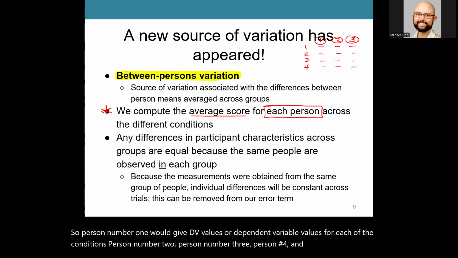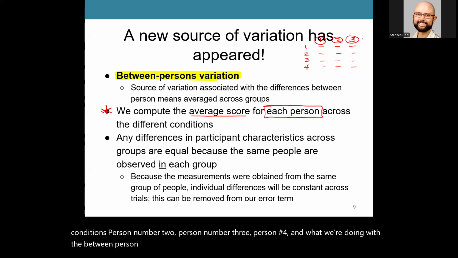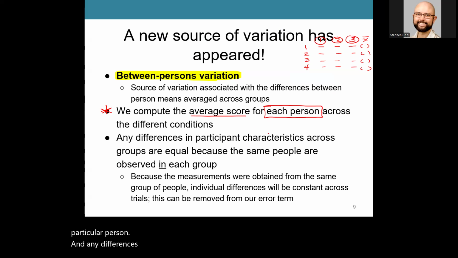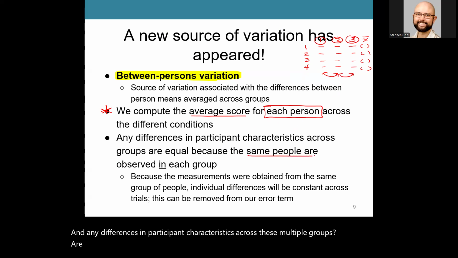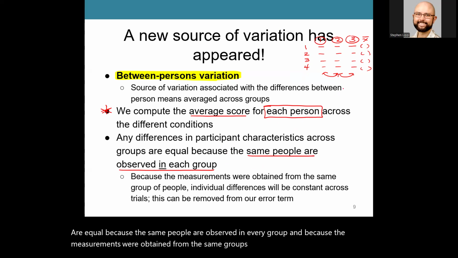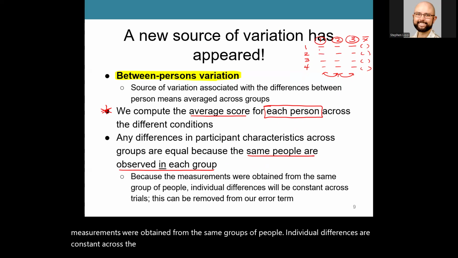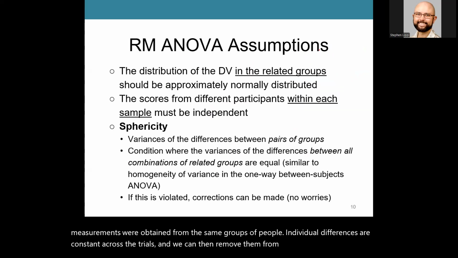And what we're doing with the between person variation is looking at the average DV values for each particular person. Any differences in participant characteristics across these multiple groups are equal because the same people are observed in every group. And because the measurements were obtained from the same people, individual differences are constant across the trials, and we can then remove them from our error term.